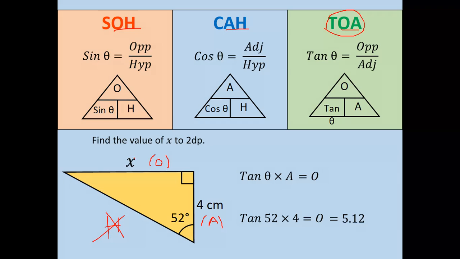Now we need to find out x, which is the opposite side. So I cross out or cover O, which gives me tan theta times A, because if they are over here, that would be multiplication. So tan theta, tan 52 degrees times 4 gives us the opposite side, which is 5.12.